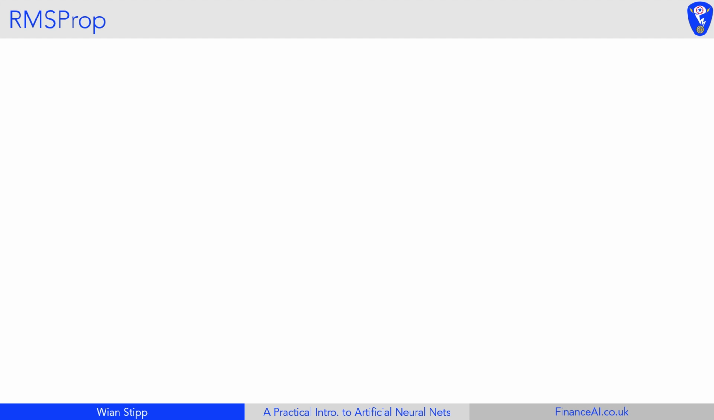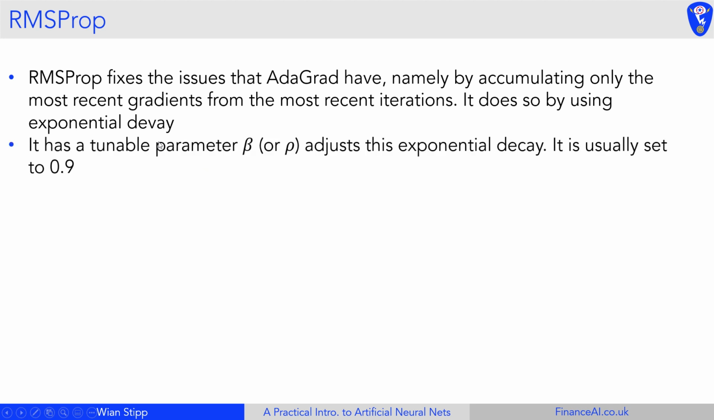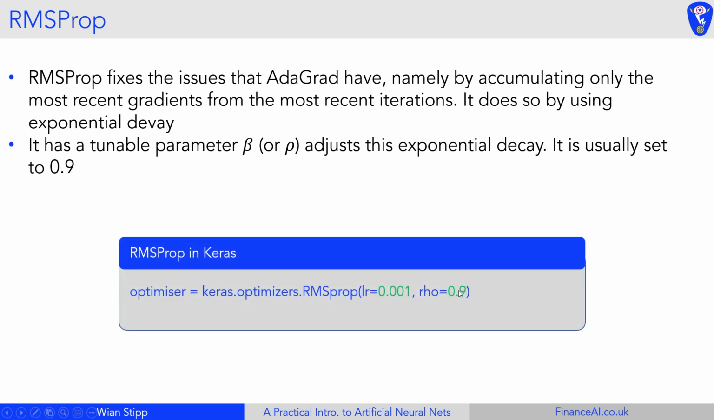One of these optimizers is RMSprop. RMSprop fixes some of the issues that AdaGrad has, namely by accumulating only the most recent gradients from the most recent iterations. It does so by exponential decay. It has a tunable parameter, beta or rho, which adjusts this exponential decay, and it's usually set to 0.9. This is the implementation for Keras. Optimizer equals keras.optimizers, and then we specify RMSprop, its learning rate, and the value for rho.